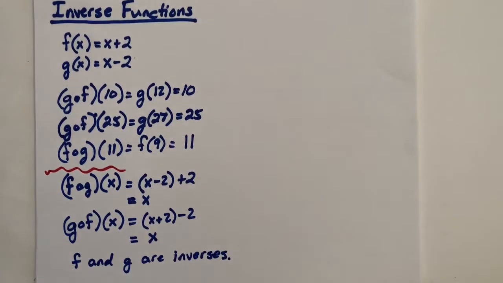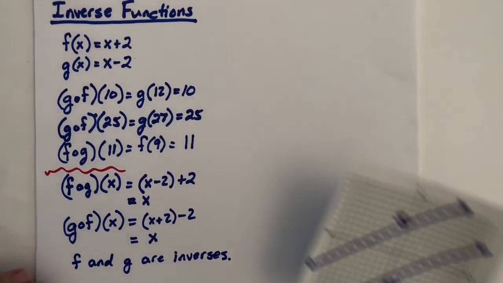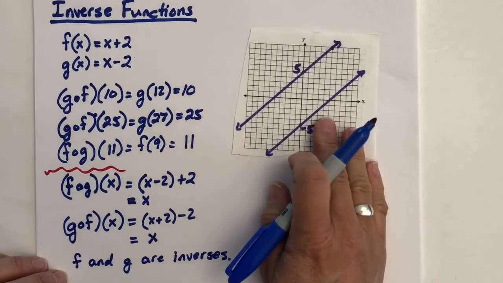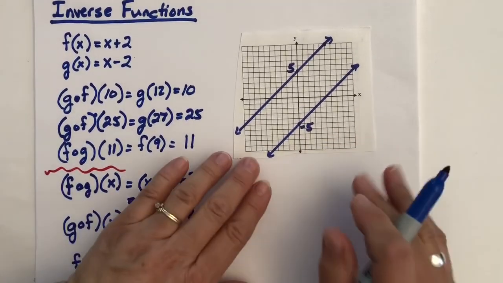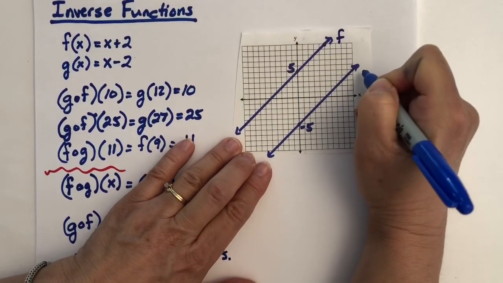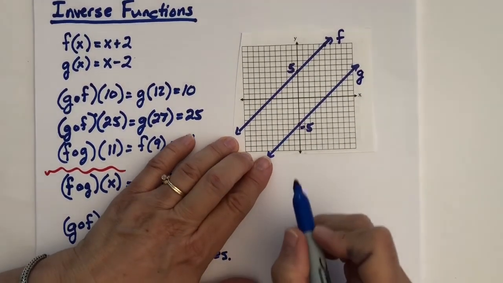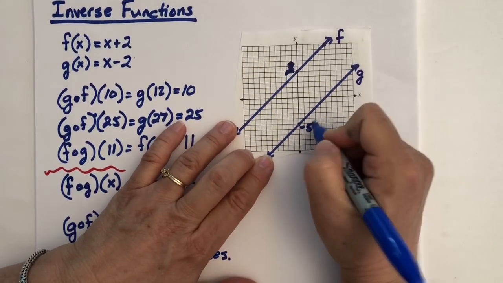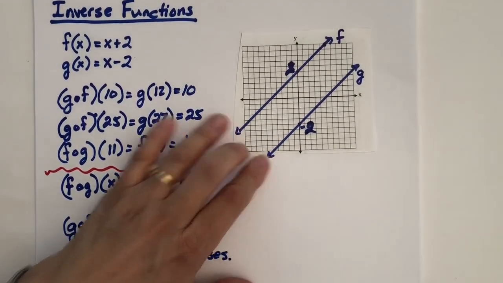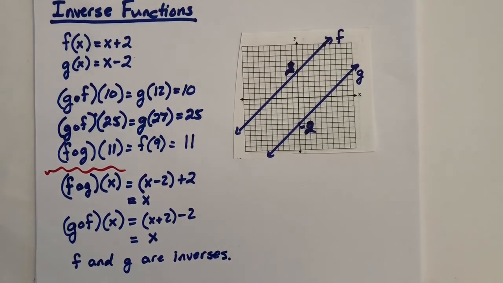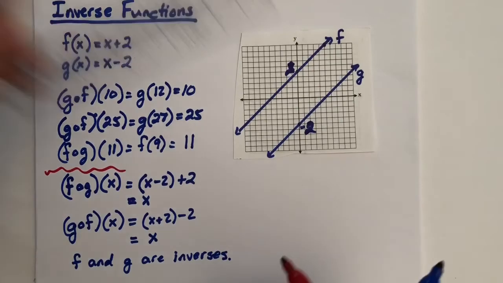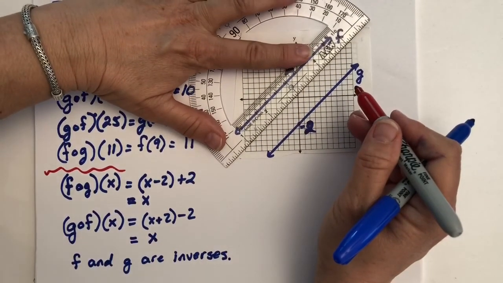Let me mention something else about inverses. Let's look at their graphs. I've already taken the time to graph these two functions. This is the function f, and this is the function g. If I make these values 2 and negative 2, then we draw a line right down the middle through y equals x right here.